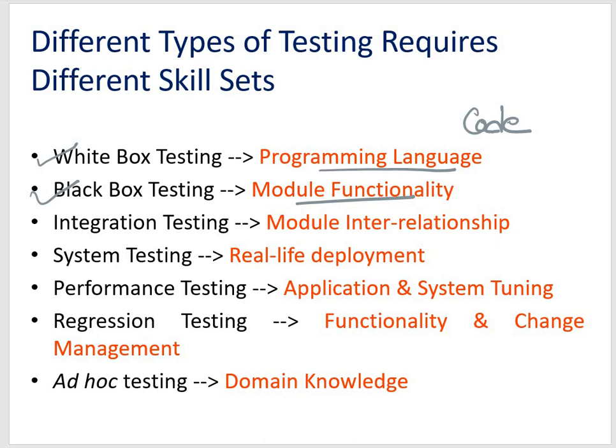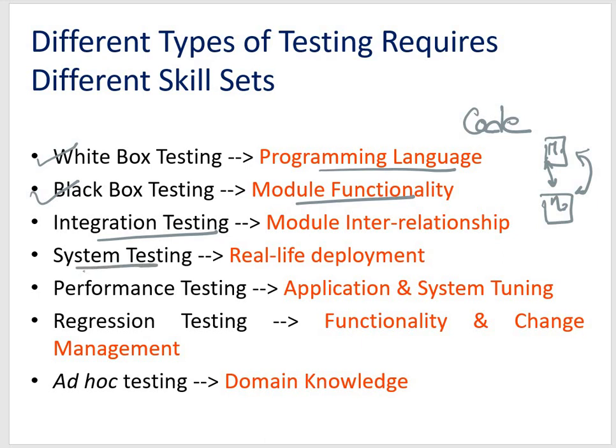So these things should be known well upfront. Then for integration testing, we should have an idea about the module interrelationship. That means, if suppose there are two modules, M1 and M2, and there is an interface, I should know about the relationship: what values are passed and what values are received. These things should be known well upfront.